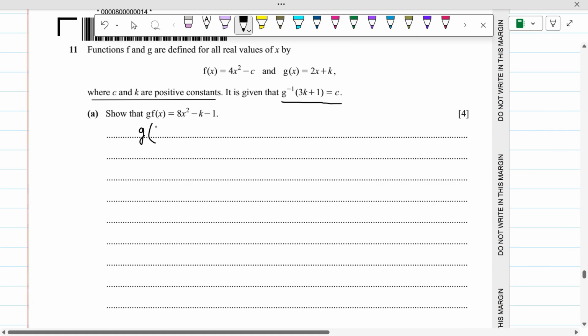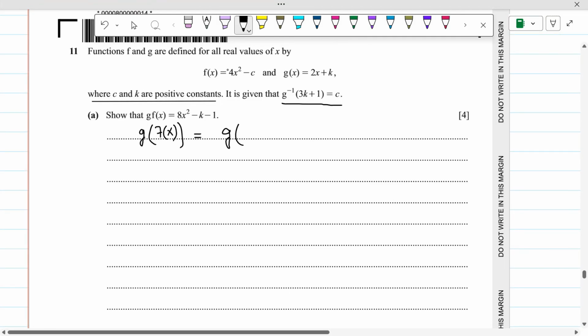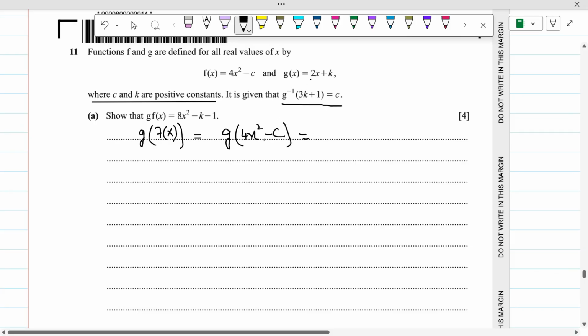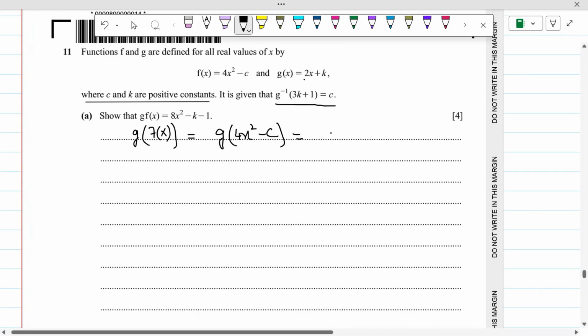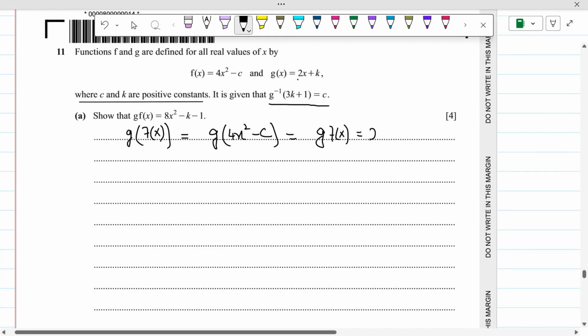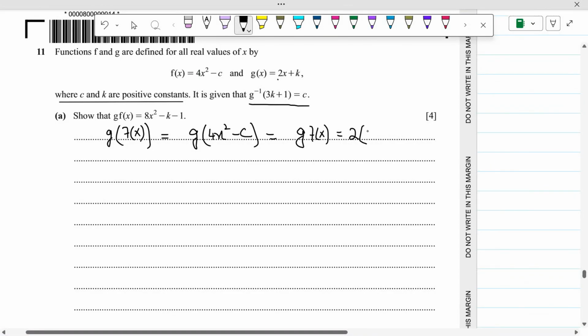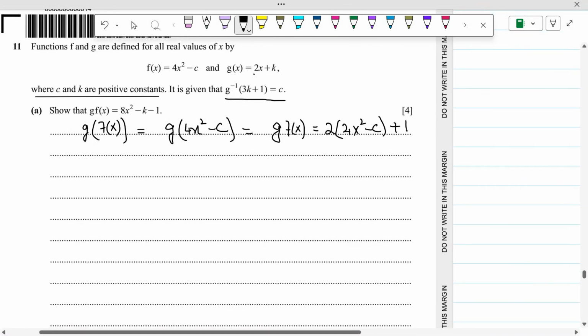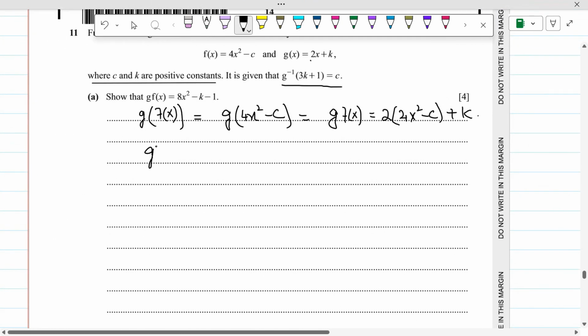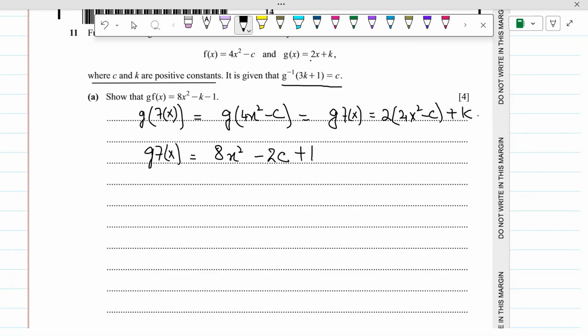Now, g of f of x means we plug f of x, which is 4x squared minus c, into g. So we will have g of f of x is equal to 2 times 4x squared minus c, plus k. So we have g of f of x is equal to 8x squared minus 2c plus k.